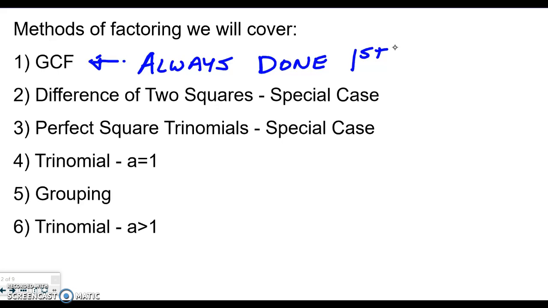So sometimes you're going to just have a GCF, sometimes you won't have a GCF. Sometimes you'll have a GCF and then you have to continue factoring with the methods that you see below. We'll talk about them at a later time. Right now we'll focus on GCF, understanding what that is and how to go about factoring a GCF out of an expression, a polynomial expression.